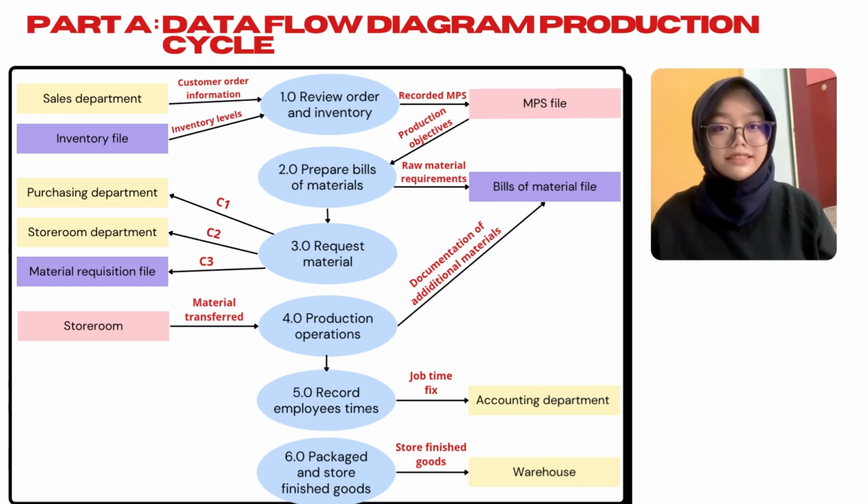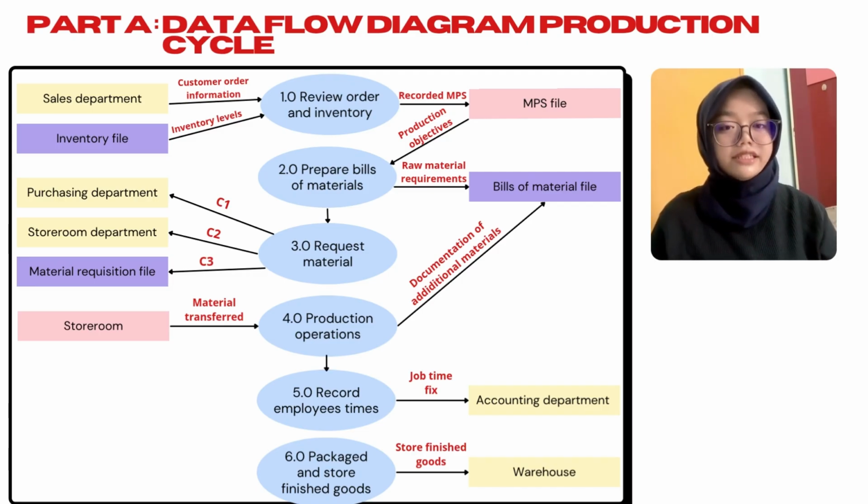So, let us look at the input first. There are two input data flows entering this process. The first input is customer order information, which comes from the sales department. This includes details such as the type of clothing ordered, the quantity requested by the customer, and the required delivery date. This information tells the company what the customer needs.